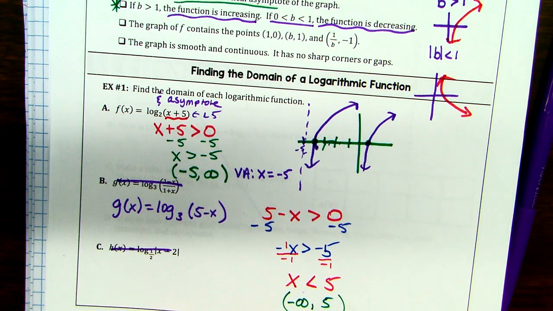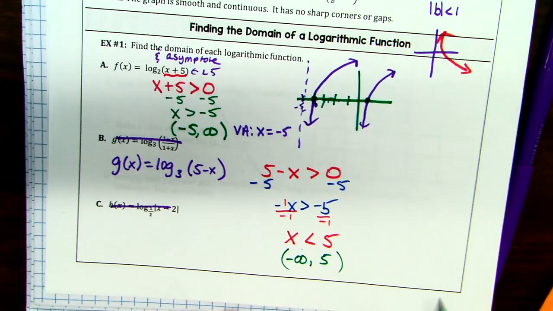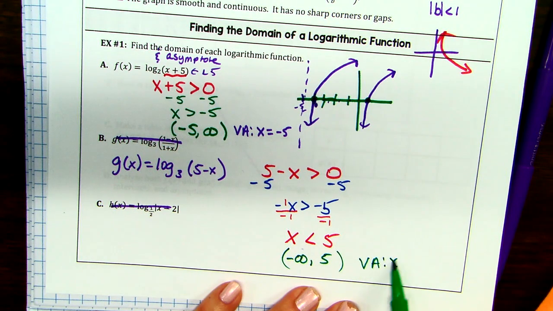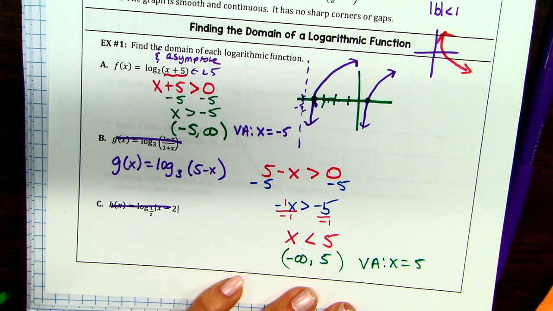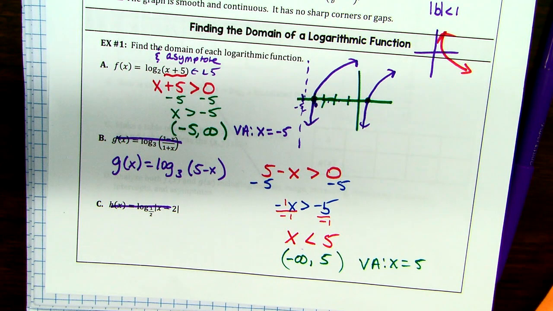We always do smallest to biggest with interval notation. And we'd have a vertical asymptote at x equals 5. Okay? So that's a quick, easy way of finding your domain and an asymptote without having to graph or something. We have 3 questions in our homework, but you just do that. Anybody have a question about those?